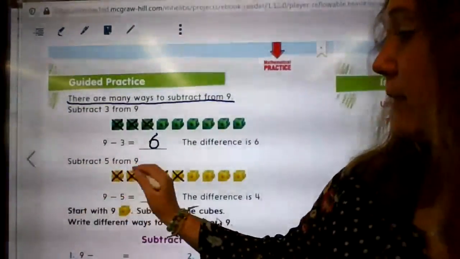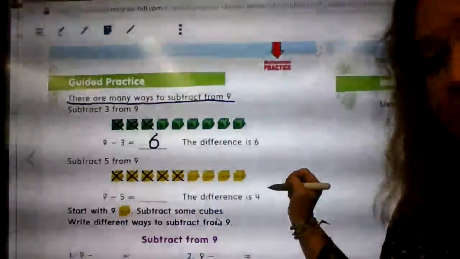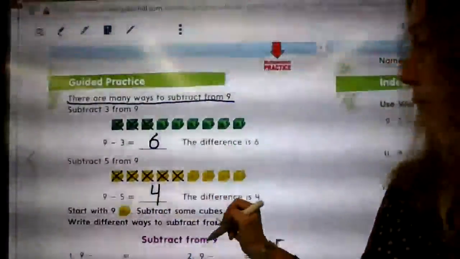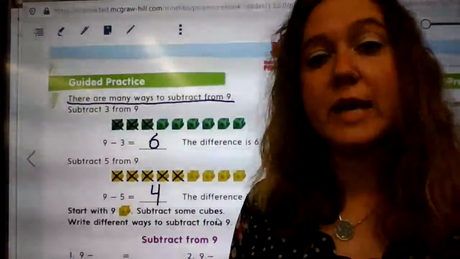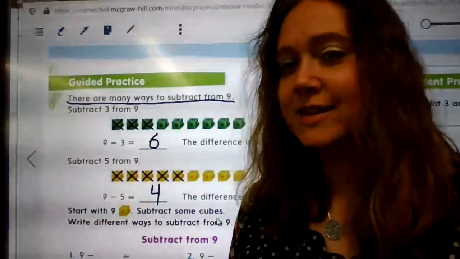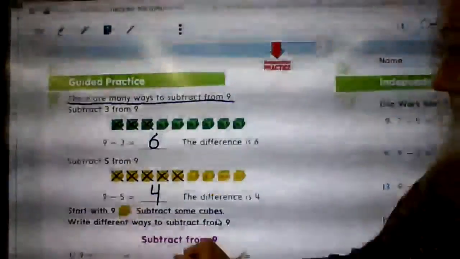Subtract 5 from 9. So they started off with 9. They crossed off 5. 4. The difference is 4. So the answer when you subtract is called the difference, and that would be 4.